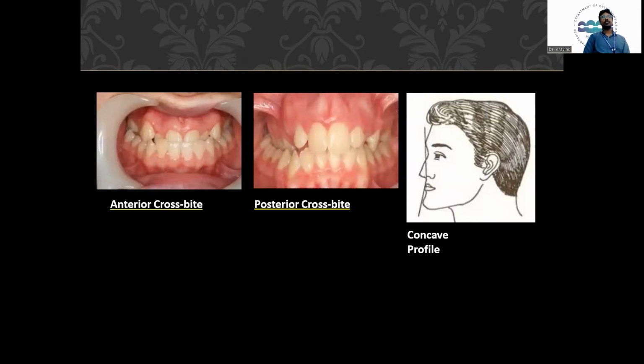So you can see that these are some of the features of the class 3 malocclusion. In the first picture, there is an anterior crossbite present. In the second picture, there is a posterior crossbite present. It is mostly due to the fact that a wider part of the mandible will be occluding with a narrower part of the maxilla, because the mandible has a mesial relationship. In the third picture, you can see the profile view of a typical class 3 patient wherein there is a concave profile due to a prognathic mandible or a retruded maxilla.